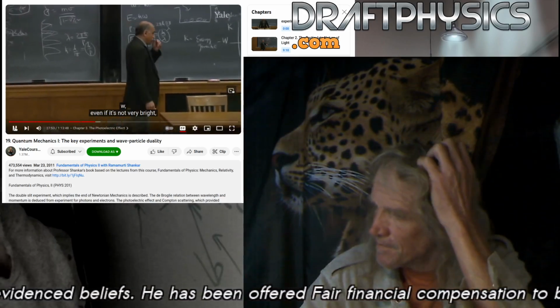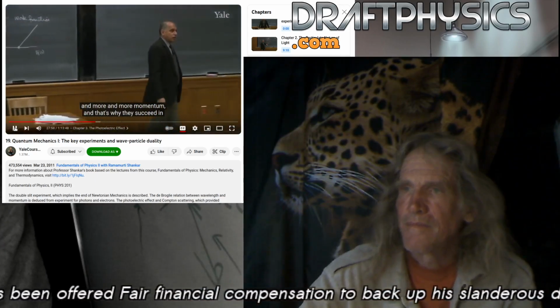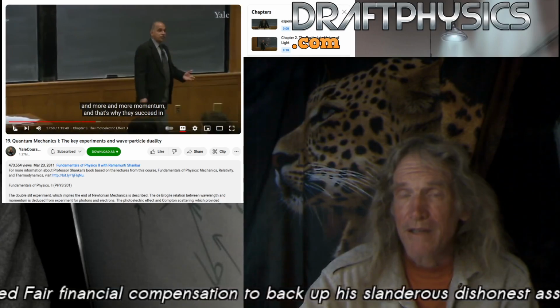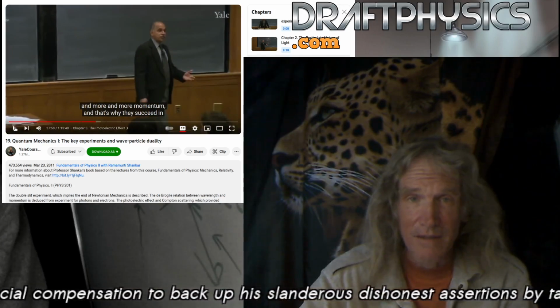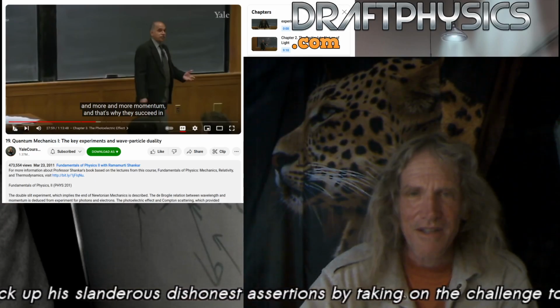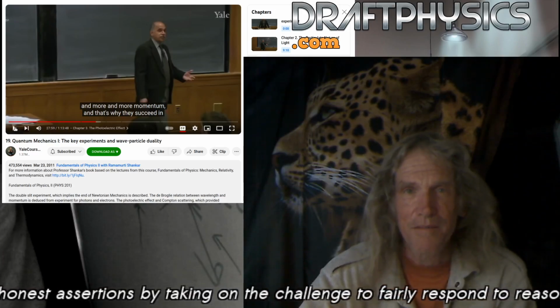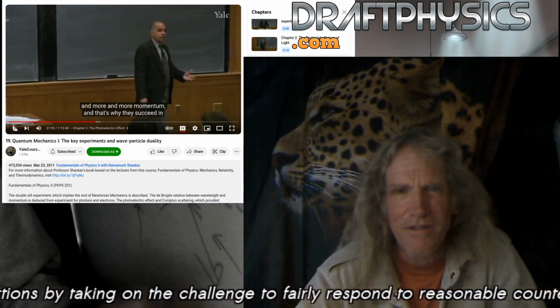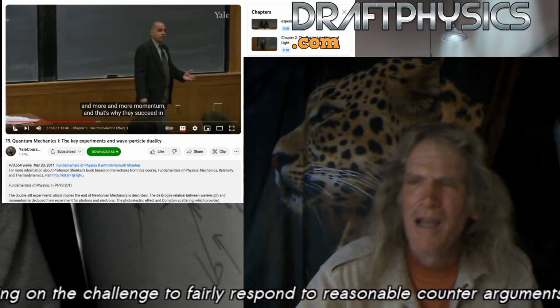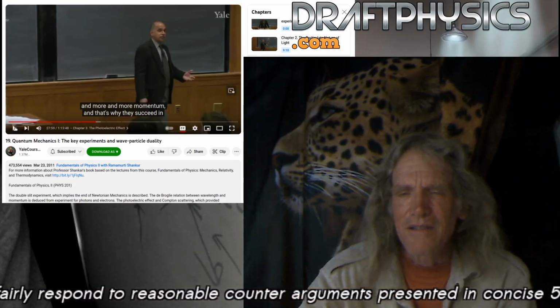Back up the omega, even if it's not very bright, the individual packets are carrying more and more energy and more momentum. That's why they say so. But they don't have more momentum, they don't have more mass, and they don't have more velocity. If they took the word momentum seriously, they really don't think it's a serious word. They don't have to pay any attention to the mass and velocity part. They can pretend the photon is a massless particle, but it still has momentum. I mean, it makes no sense at all. But it has the same momentum.